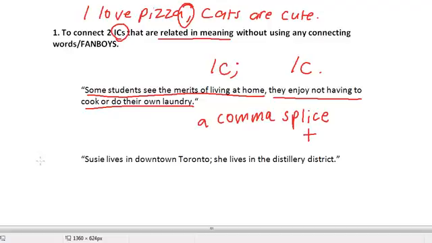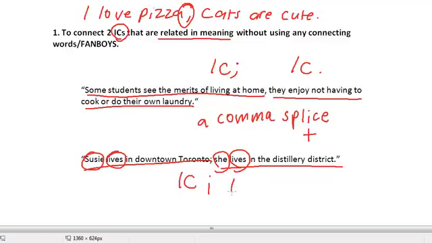Let's take a look at another example. Here we have: Susie lives in downtown Toronto; she lives in the distillery district. First, let's try to determine the sentence structure. Here we have Susie lives in downtown Toronto. Susie is the subject, lives is the verb. So we have IC, semicolon, she lives in the distillery district. We have subject here, she, verb lives, and we have an IC over here. So we have IC, semicolon, IC.